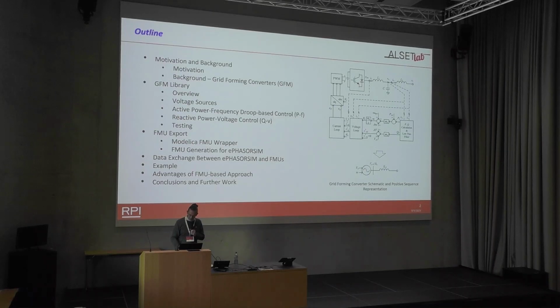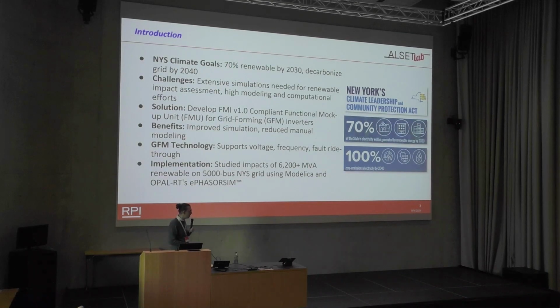Why these grid-forming converters are becoming popular, even though there's none of them in the real world that I know of, is because of renewables. The company that I did this work for is called the New York Power Authority, and they're part of New York State. In New York State, somebody decided that we should have 70% renewables by 2030. I don't know how, but it's in the law, in the climate protection law, with decarbonization by 2040.